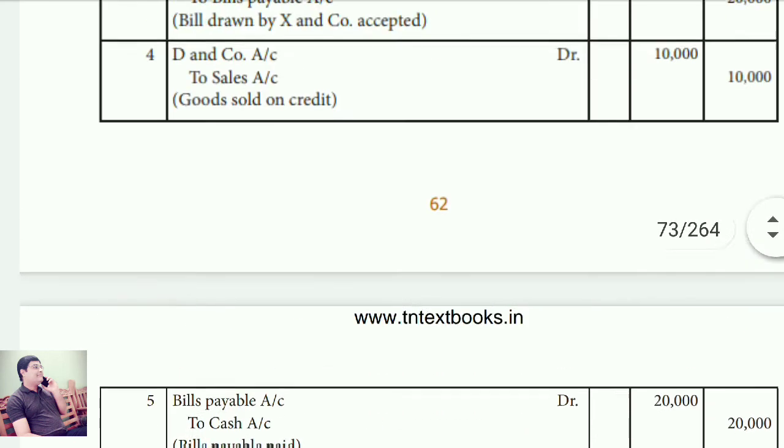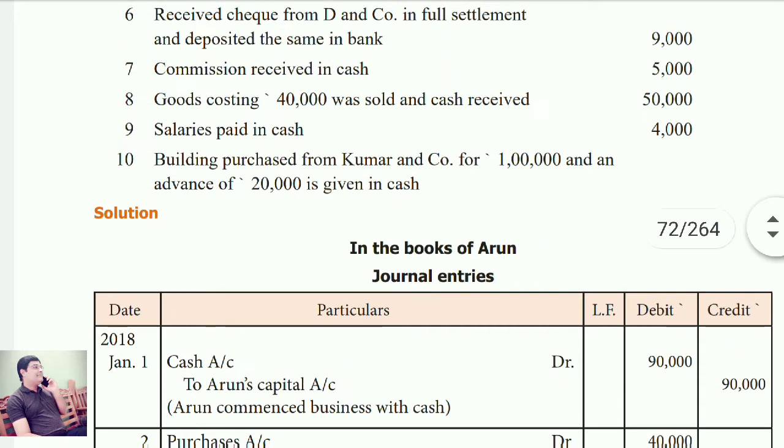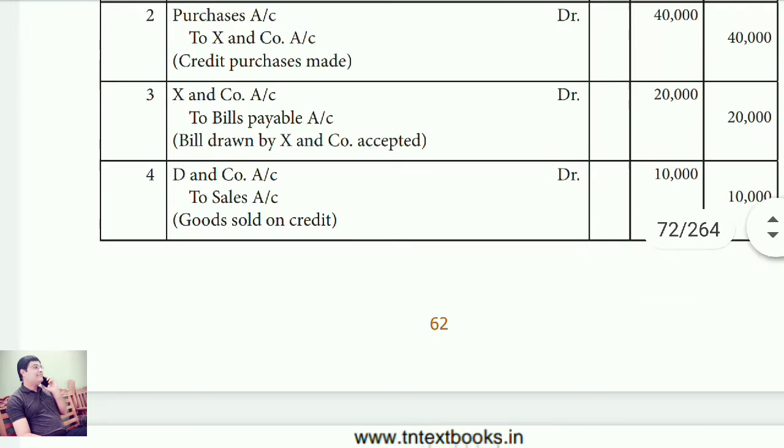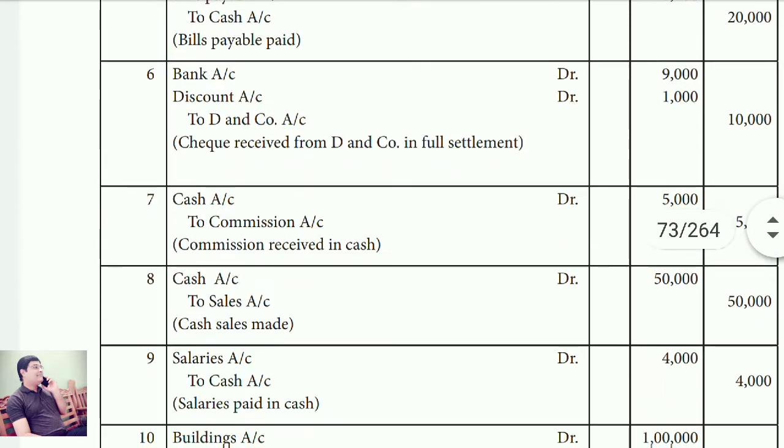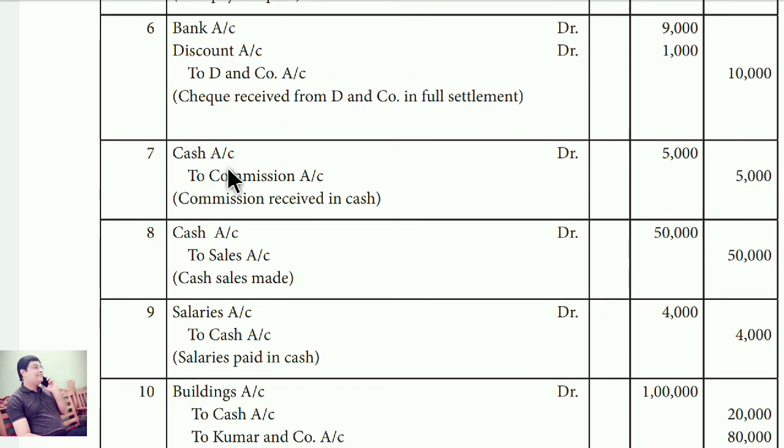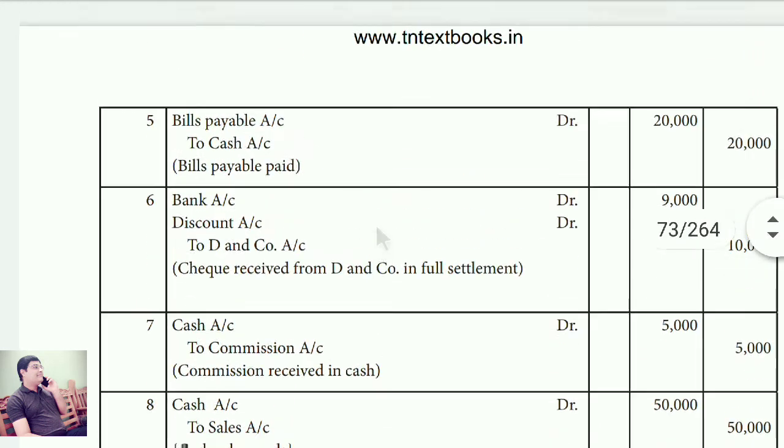Next one, 7th entry. Commission received in cash rupees 5,000. So how much did you receive? Rupees 5,000, you received the cash. So what comes in? Cash comes in. Now see the answer here. Cash account debit, rupees 5,000, to commission account 5,000. So cash comes in, so commission received in cash.